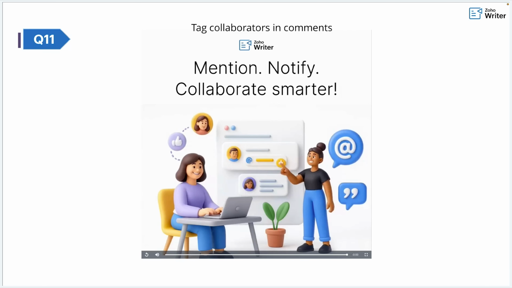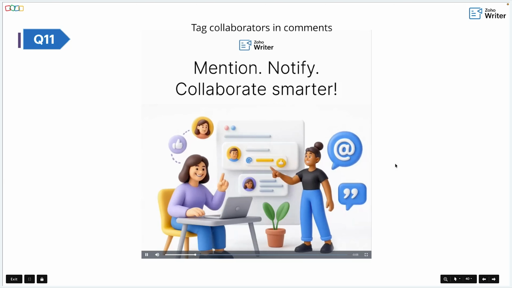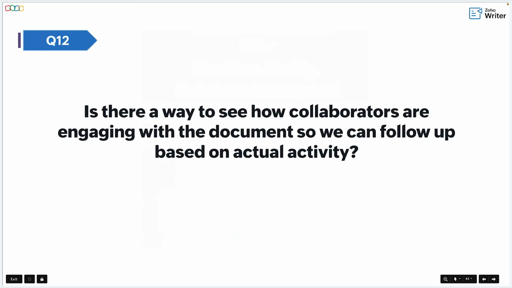This avoids miscommunication and delays. Also ensures the right person reviews the right content at the right time. That is correct, Aksha. And most importantly, the entire discussion stays connected to the document itself, making future reference and audit much easier. Okay. So is there a way to see how collaborators are engaging with the document so that we can follow up based on their activity?